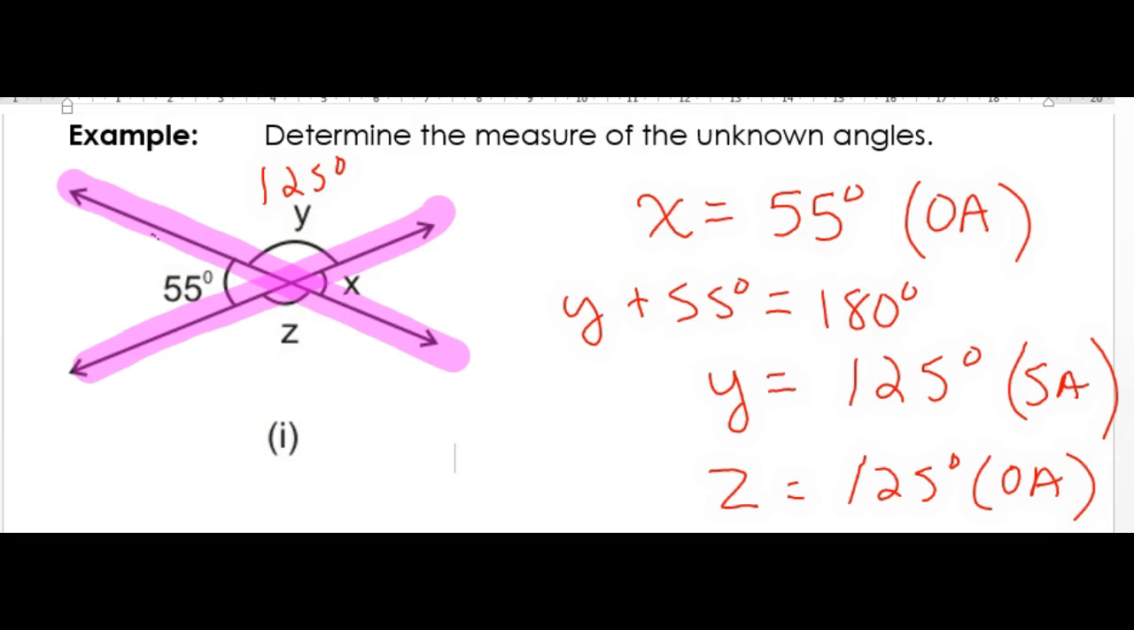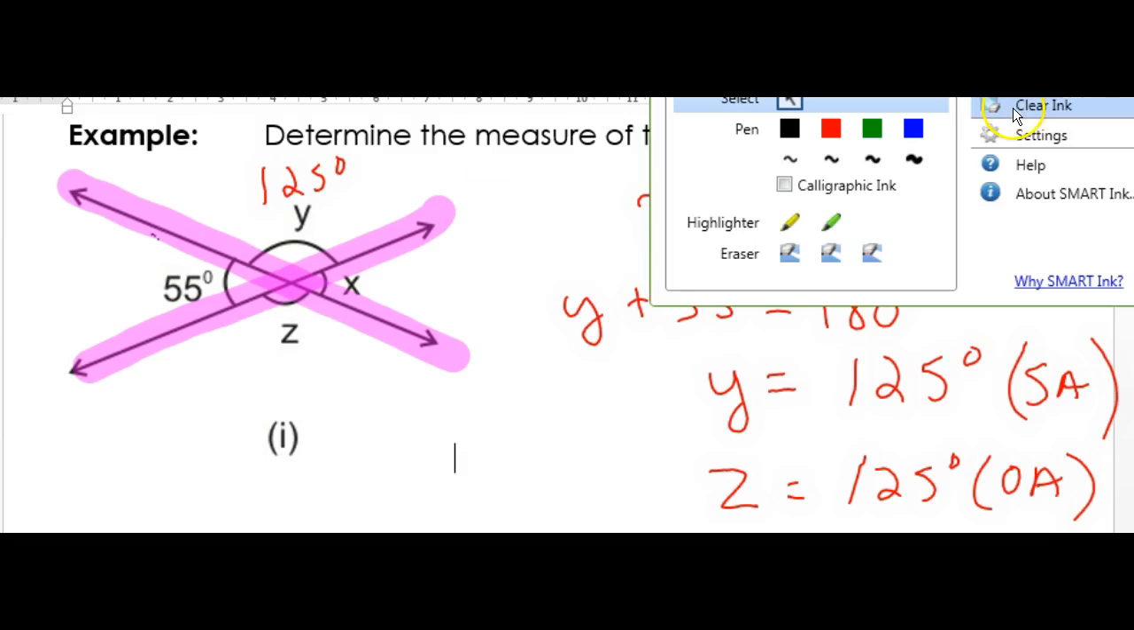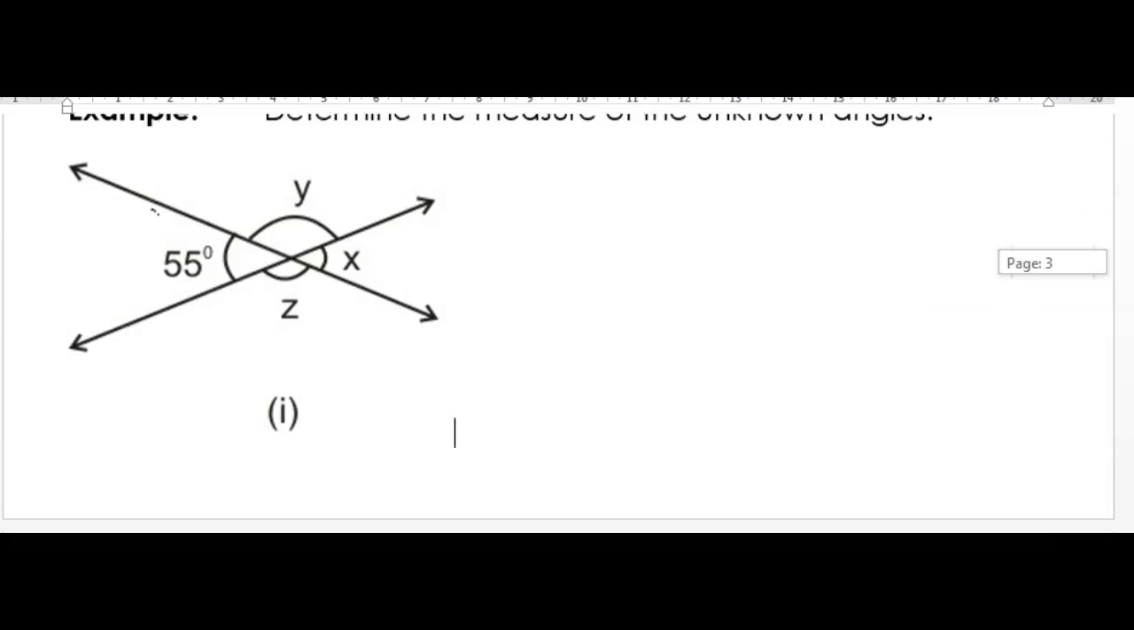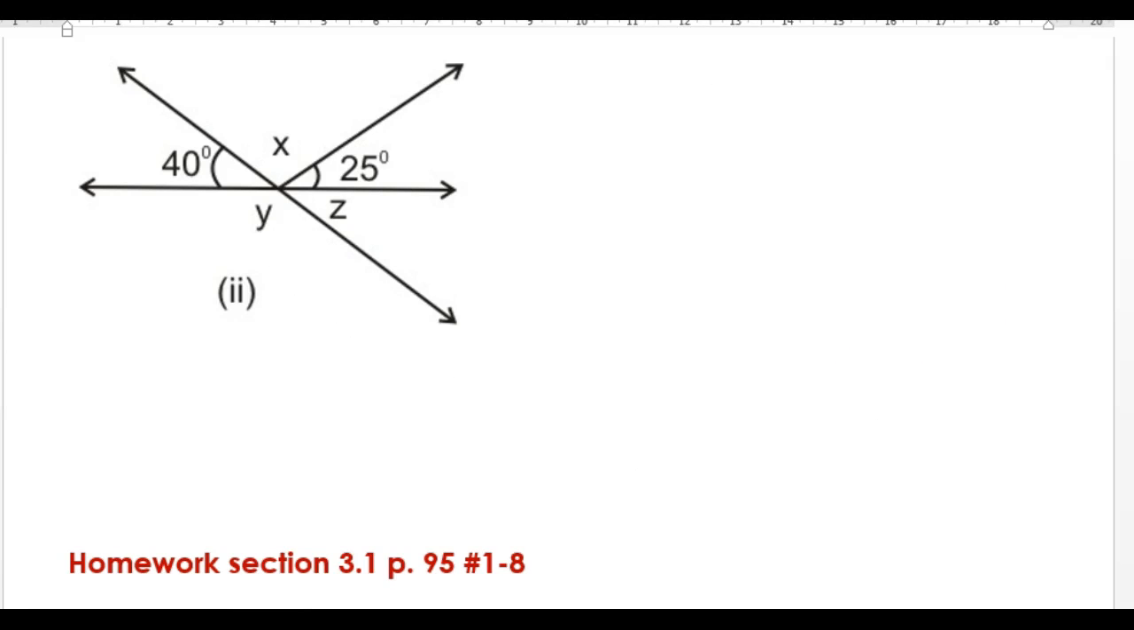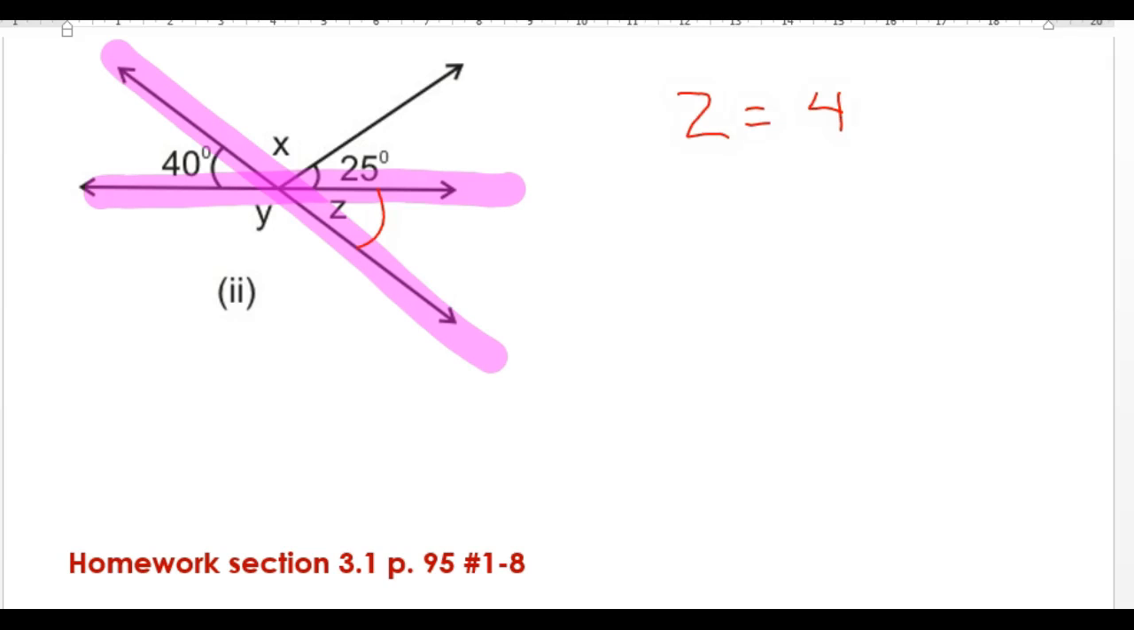I'm going to set you up with a different example here that I want you to try on your own and then check. Okay, I'm going to quickly go through this with you. So when I look at this, I can see that I have some intersecting lines. And so right away, that tells me that z is equal to 40 degrees.